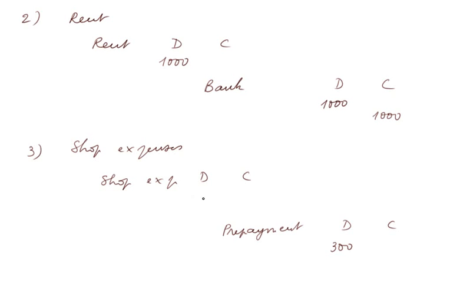Shop expenses. We pay shop expenses, we consume shop expenses of 300, but these were taken care of by the prepayments that are in the assets. So the prepayment is credited 300, and now this will sort of disappear from the balance sheet. In other words, this consumption of shop expenses is recorded during this cycle, but was already paid in the last cycle.